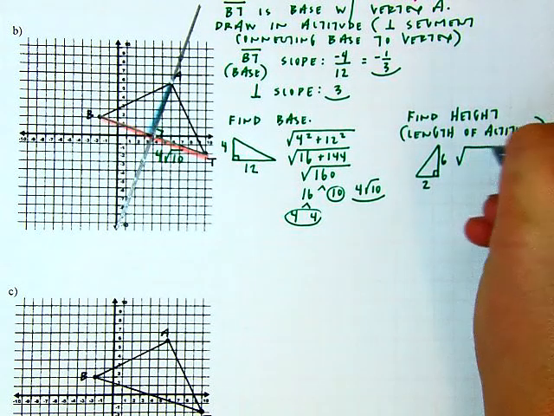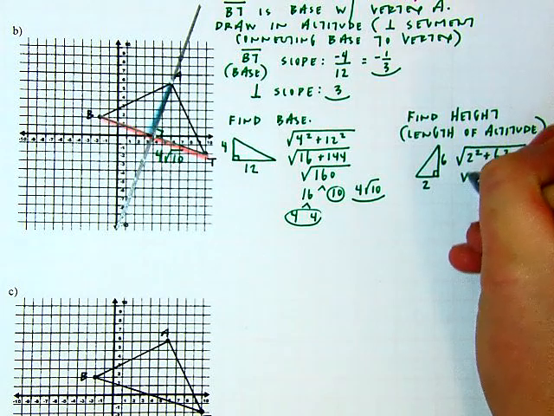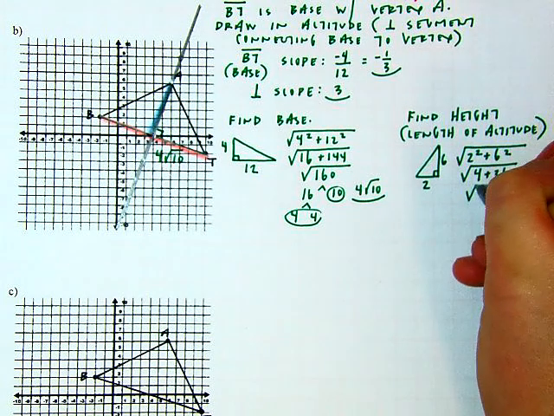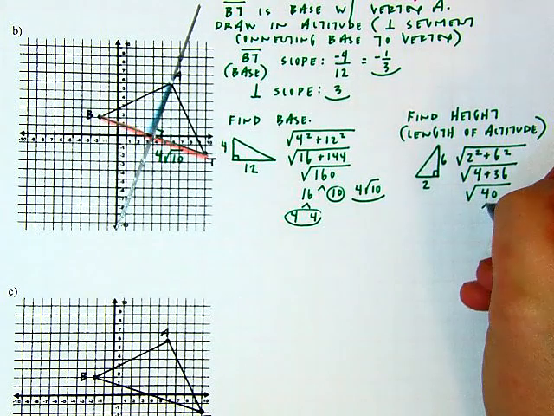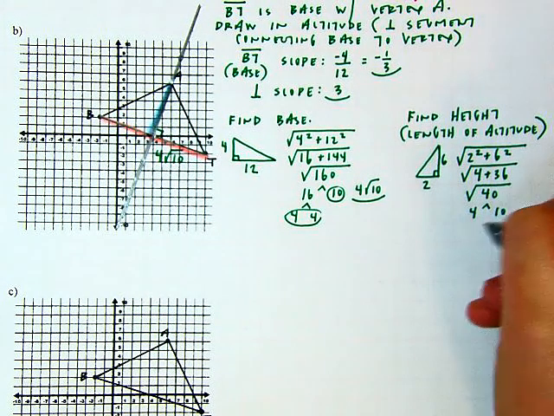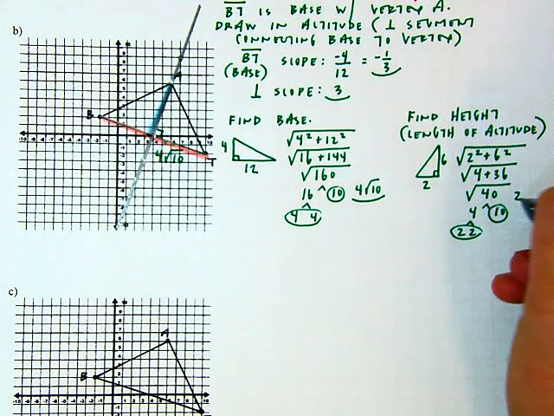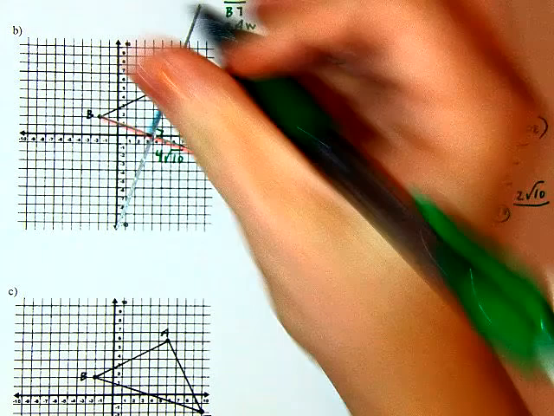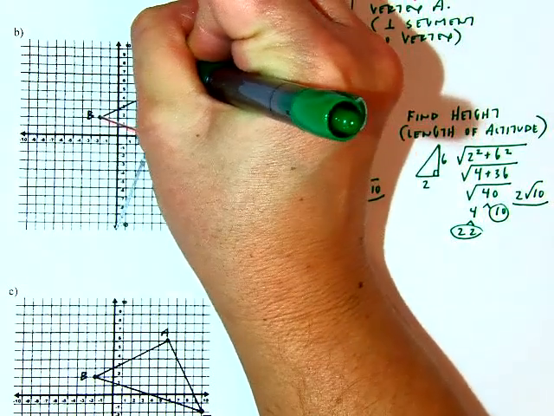So big square root, 2 squared plus 6 squared. So I have 4 and 36, which gets me 40. So square root of 40. Okay, I know that that's 4 times 10, and here's a pair of 2's. So 2 root 10. Let me add that to my picture as well. So right here is 2 root 10.